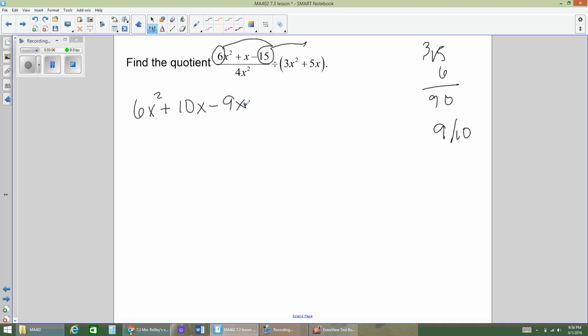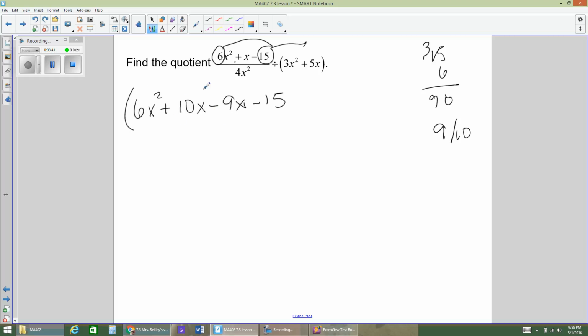minus 9x minus 15. Now remember what we did was we multiplied the first term and the last term. We got our 90. We thought to ourselves, what multiplies to make 90 but adds to make that middle term, which was a positive 1. I realized that it was a positive 10 and a negative 9. I rewrote it so the beginning's the same, 6x squared is the same. The ending is the same, minus 15. But instead of writing an x, I write plus 10x minus 9x because that is an x.